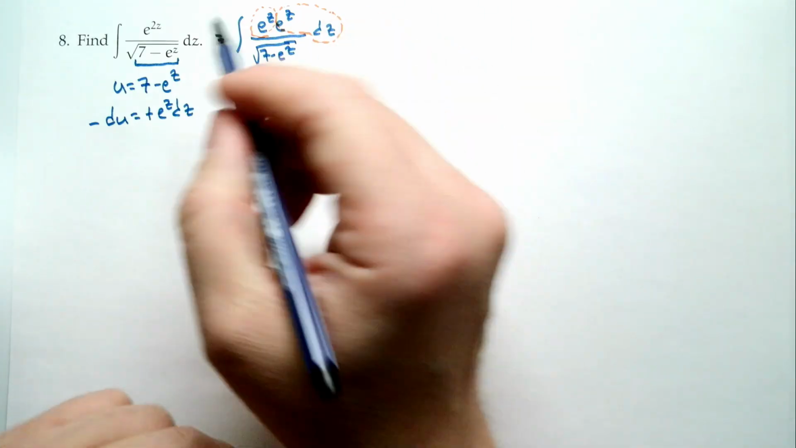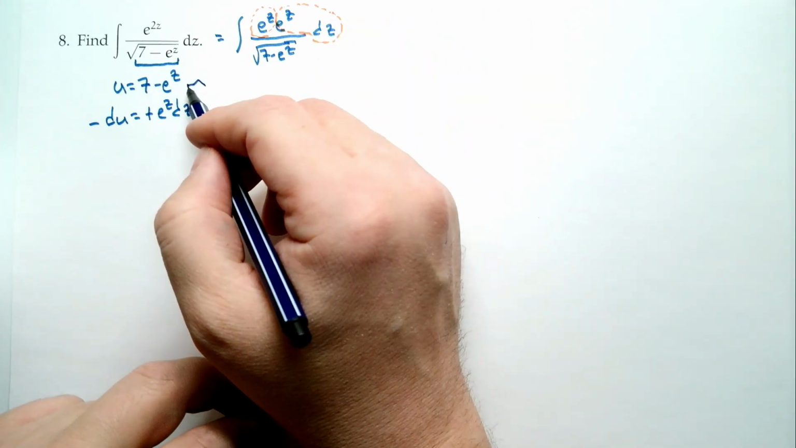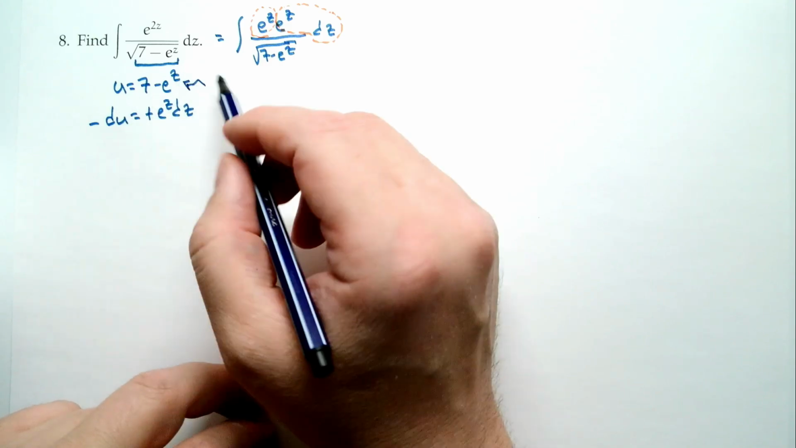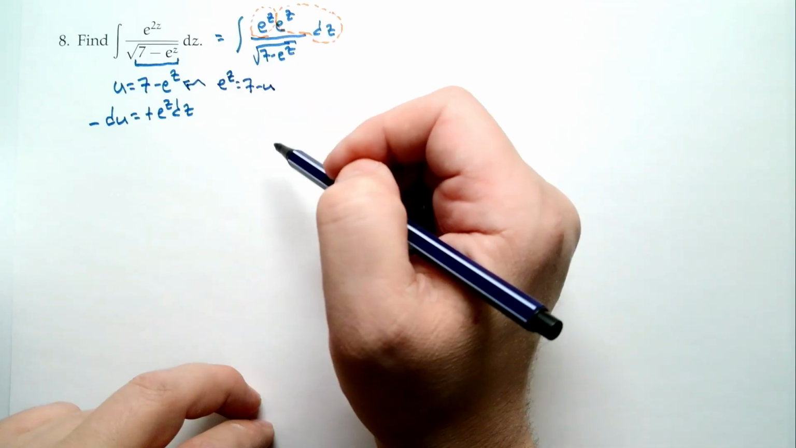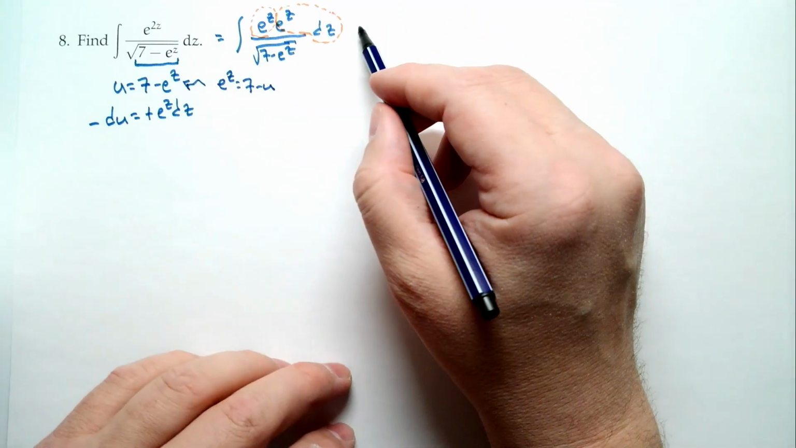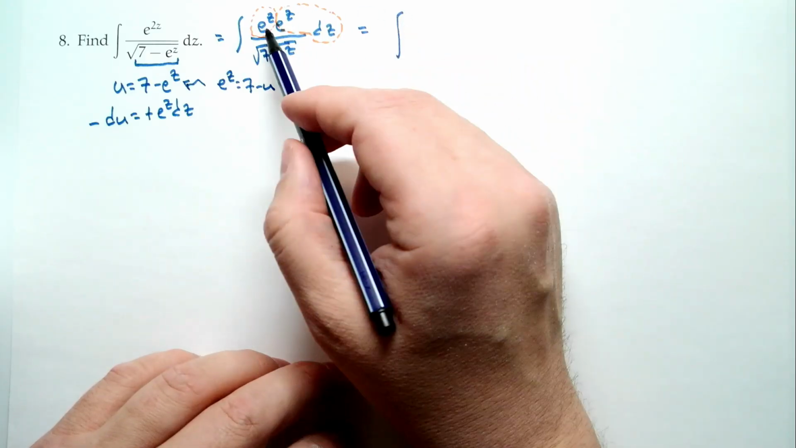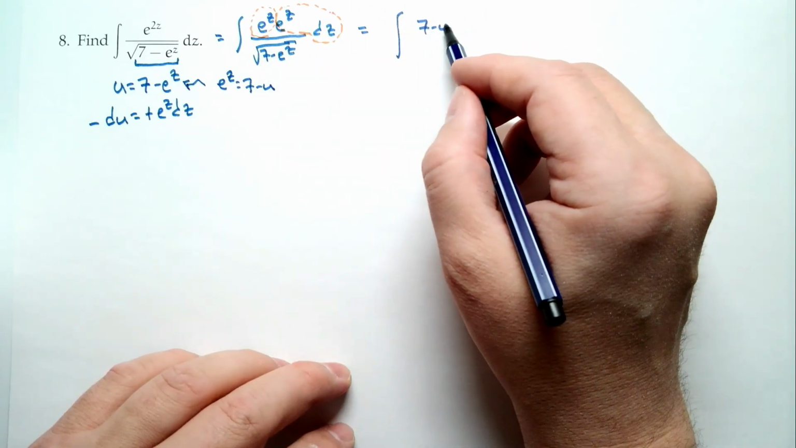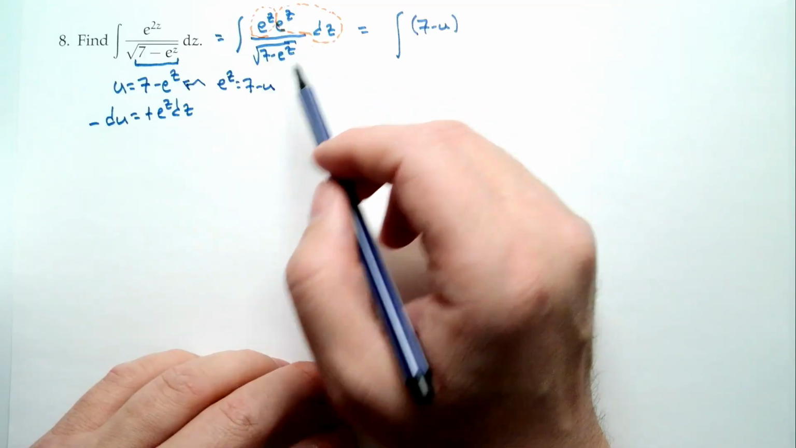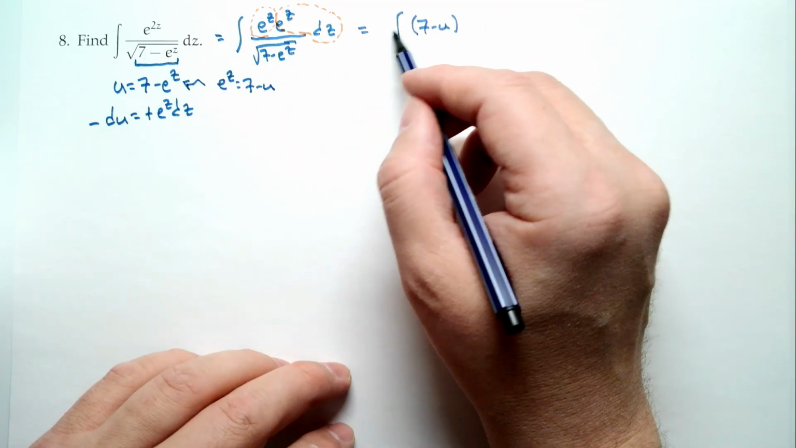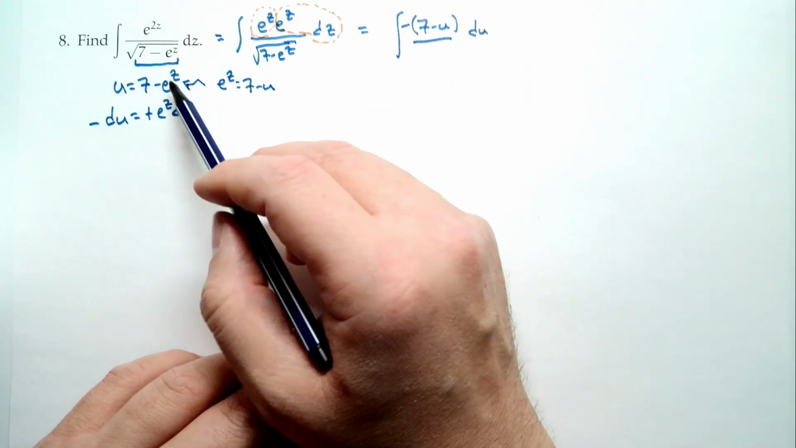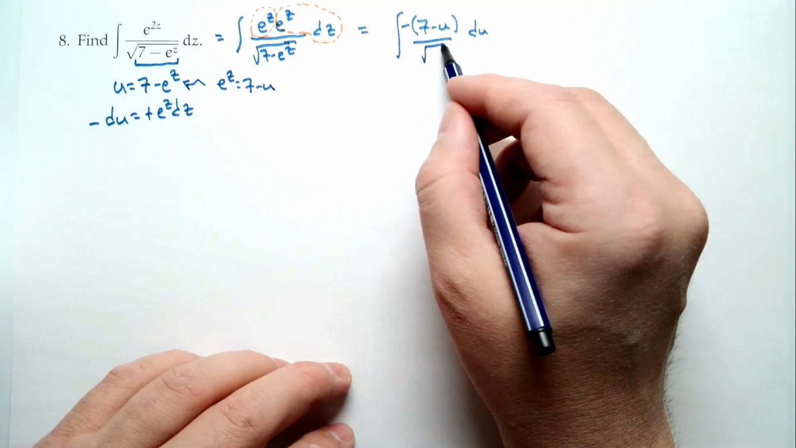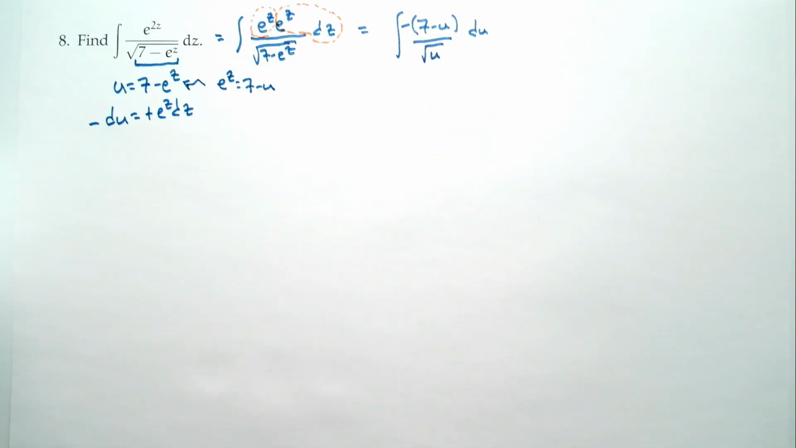Well, that's when we come into our relationship. We know that u equals 7 minus e to the z. That allows us to say that e to the z can become 7 minus u. So now we're ready to do the substitution. This e to the z becomes 7 minus u. That e to the z dz becomes a minus du, so I'll put a minus here, du on the back end. And then the downstairs, that square root of 7 minus e to the z becomes square root of u. This looks a little bit better.